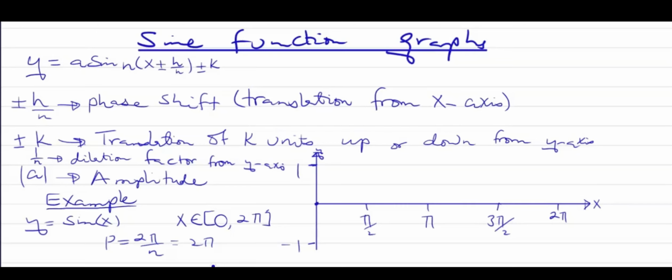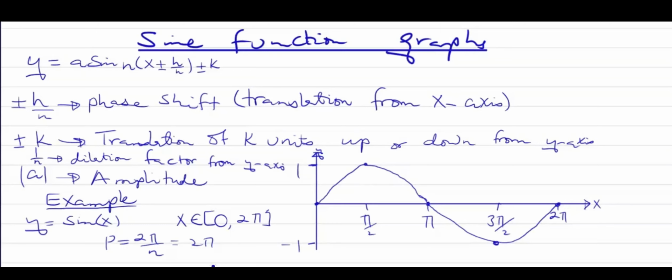So sine of 0 is 0, sine of half pi is 1, sine of pi is 0, sine of 3 pi over 2 is -1, which is down here, and sine of 2 pi is 0, based on the unit circle. So the next step is just to join the dots. And that's the original graph.